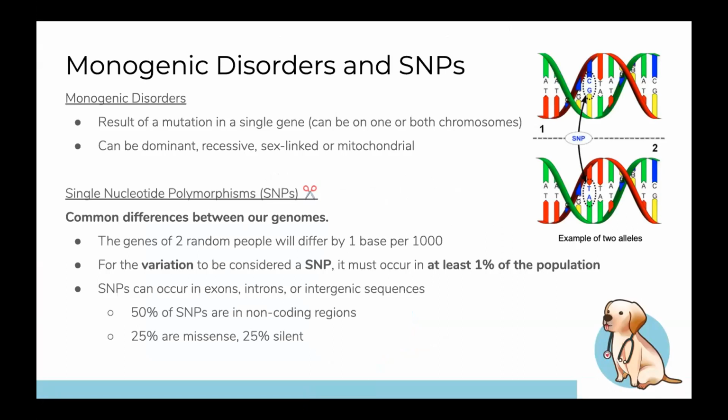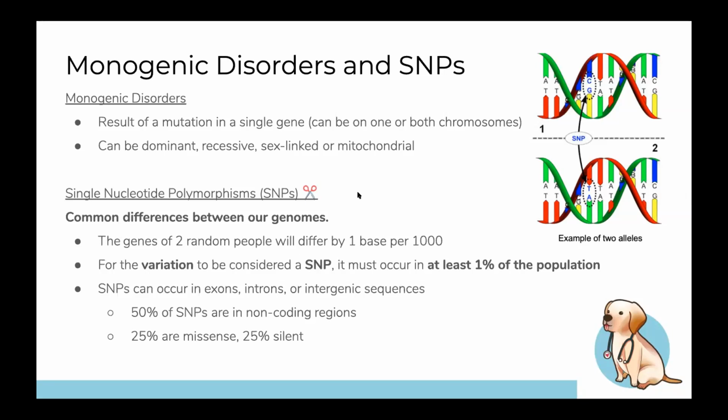Okay, so first on to population genetics. First of all, introducing what is a monogenic disorder and what exactly is a SNP. So monogenic disorders, probably you can tell from the name, it's basically just a mutation in a single gene. So this can be dominant, recessive, sex-linked, or mitochondrial. So what is a SNP? A SNP is almost like a subset of your monogenic disorders. So as you can see, it's a common difference between our genomes.